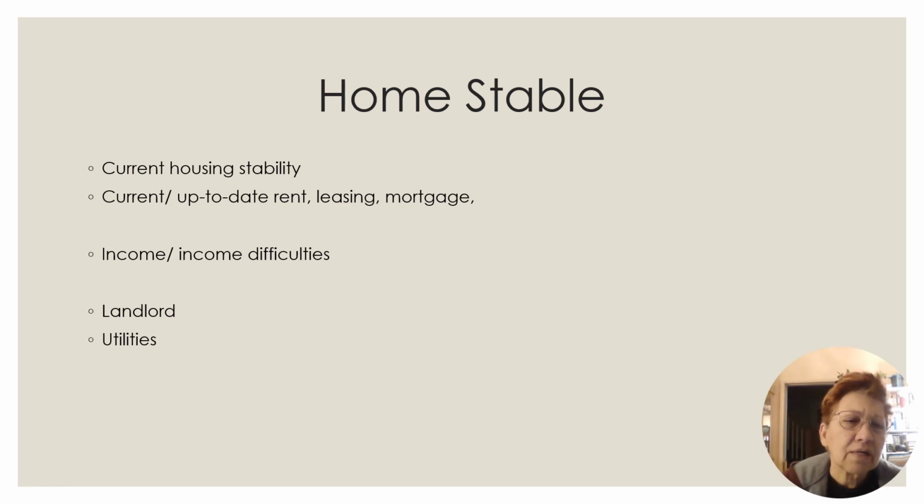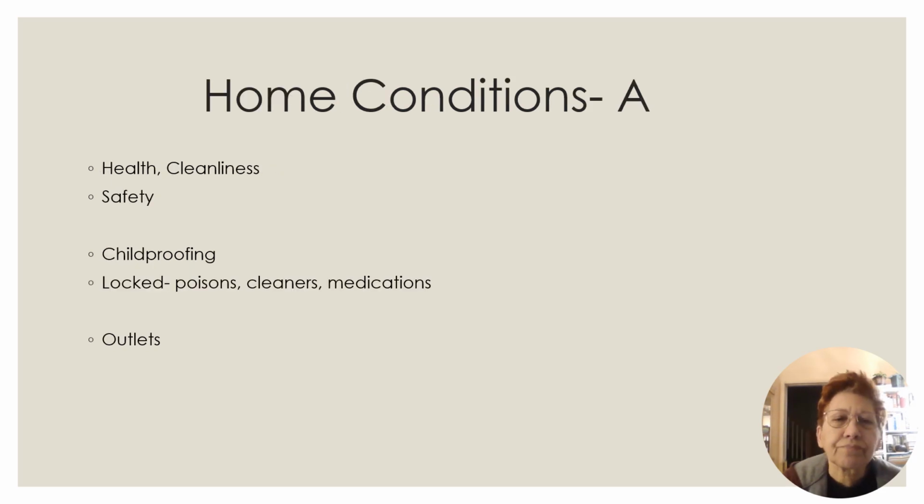Okay, let's take a look at the next slide. Home conditions, part A. What do we have here? We have health, cleanliness, safety, right? Childproofing. I have the word locked here, and then I have poisons, cleaners, medications, and then I have outlets. So you want to be looking at the conditions, right? You're looking for the cleanliness of the home.